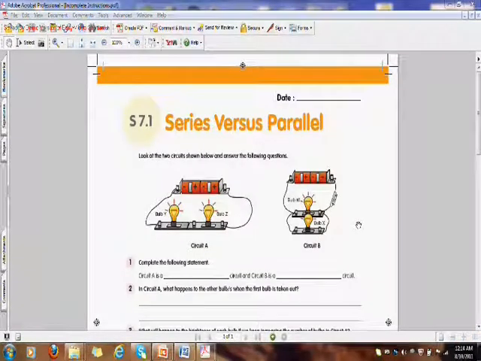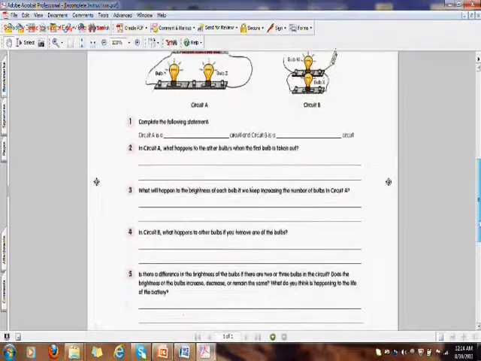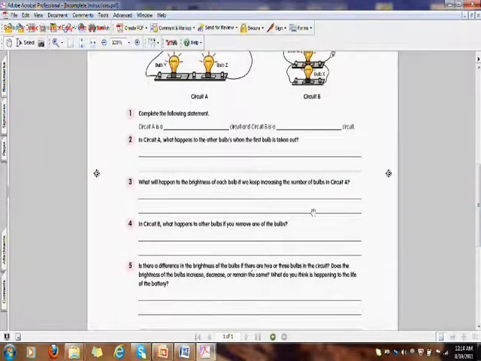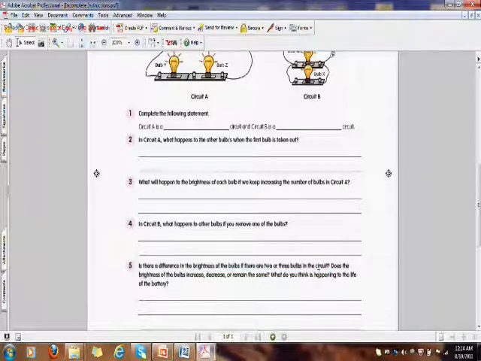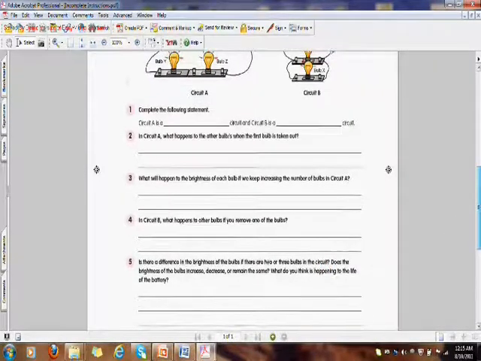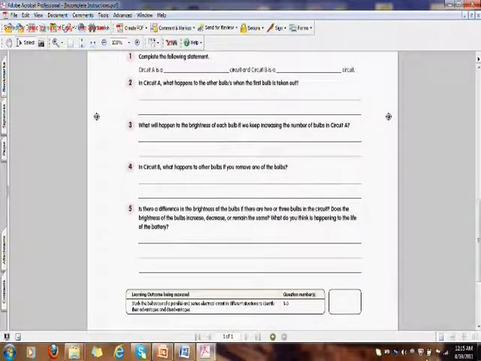Now let's take another example. As you can see here in this worksheet, there are 2 circuits on which all questions are based. But in question number 5, is there a difference in the brightness of the bulbs if there are 2 or 3 bulbs in the circuit? This question doesn't specify which circuit has to be referred to while answering this question.